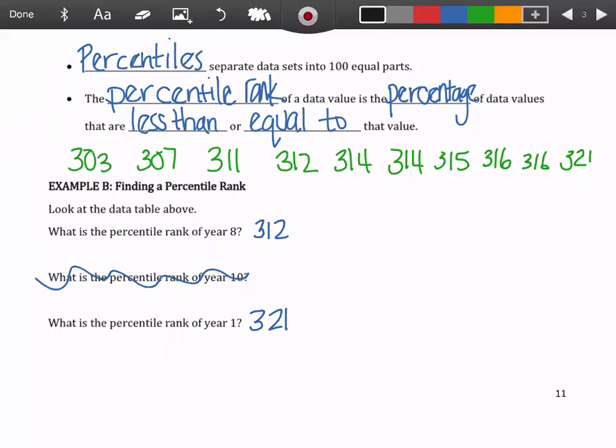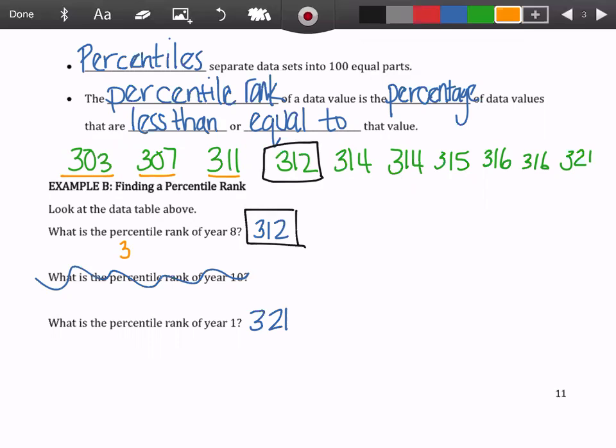So now if we look at example B, what is the percentile rank of year 8? So since we're not on the same slide, you can look at your table, but year 8 gave us 312 acres. So looking at your data that we have rewritten here in order, what you are going to do to find the percentile is mark where 312 is, and then count the amount of values less than 312. So that is 1, 2, 3. So there are 3 data points less than 312.